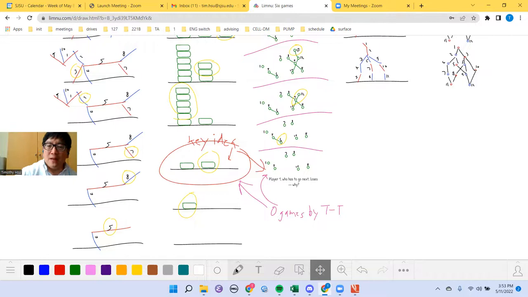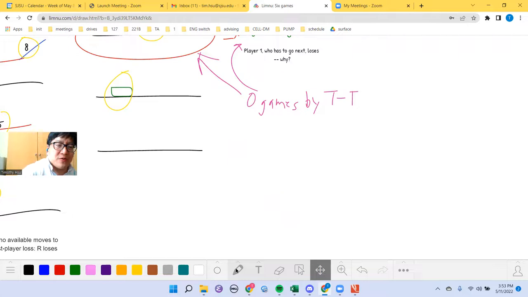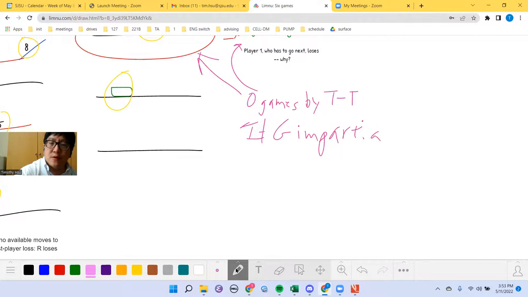So here's a weird thing. More generally, if G is impartial, and this is a very weird thing, this is where we start to leave the realm of arithmetic: G plus G equals zero.